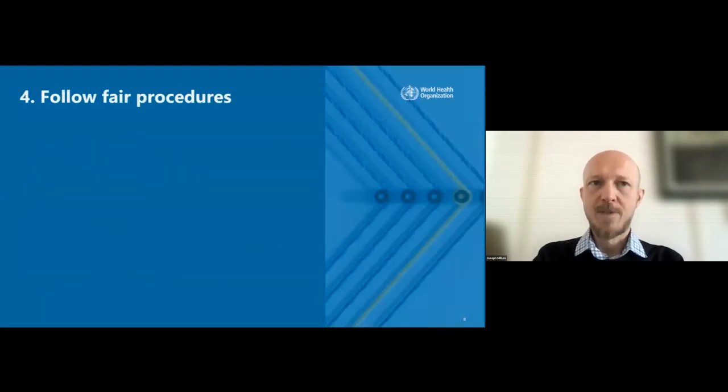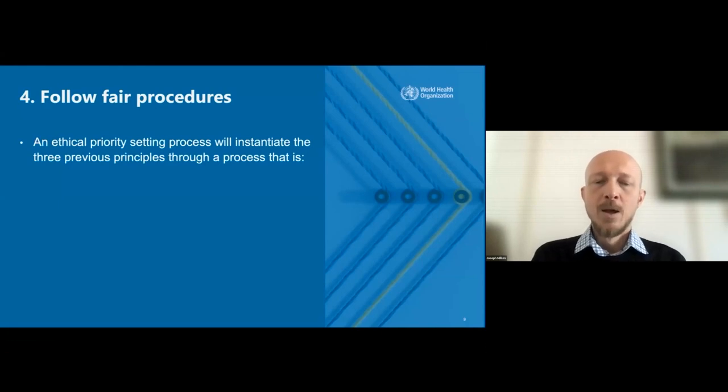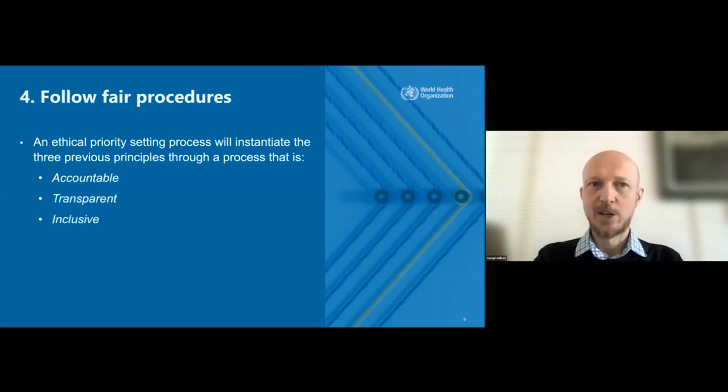Fourth principle is to follow fair procedures. An ethical priority setting process will instantiate the 3 previous principles, those 3 substantive principles I just described, through a process that is procedurally fair, meaning that it is accountable, it's transparent, and it's inclusive. And we think that the substantive and the procedural are complementary. That is, we think that a priority setting process that does instantiate these 3 substantive principles will also tend to be one that is accountable, transparent, and inclusive, and vice versa.